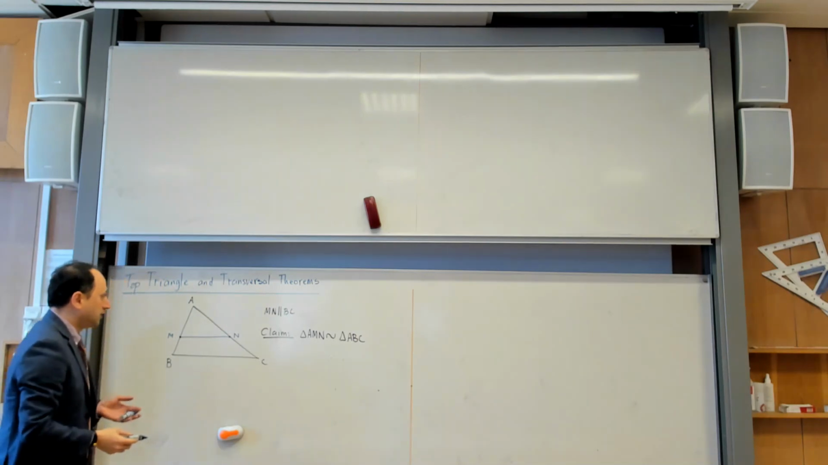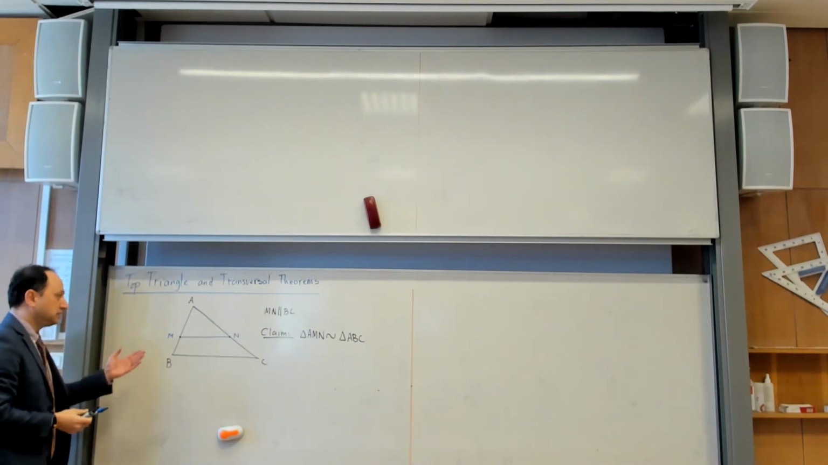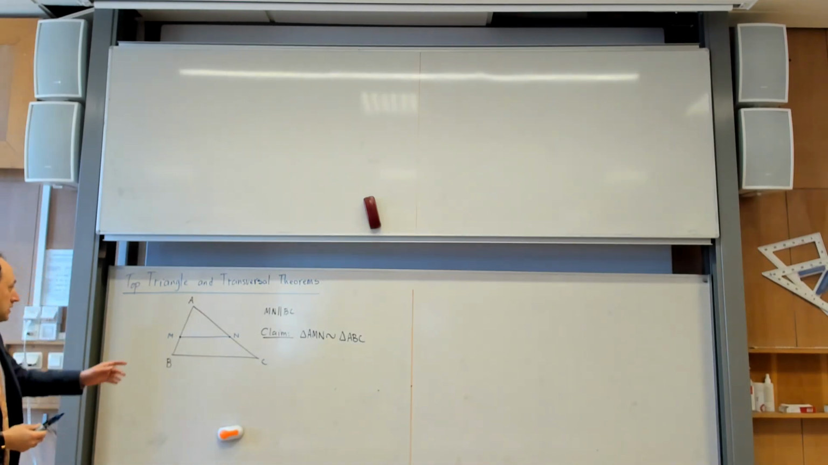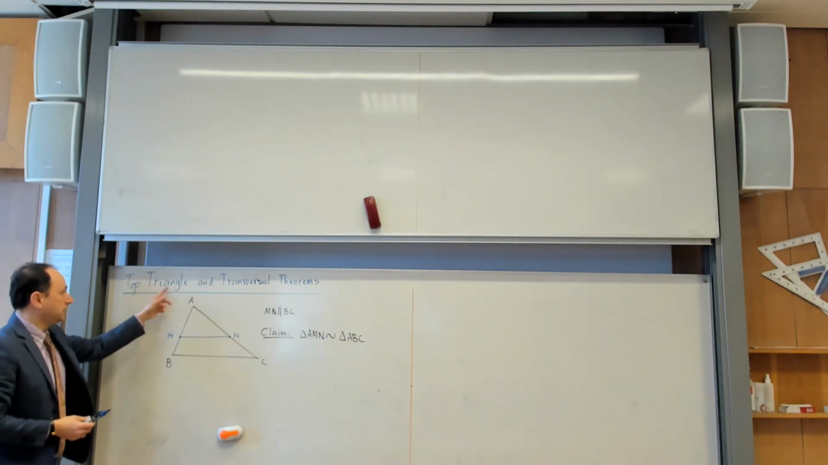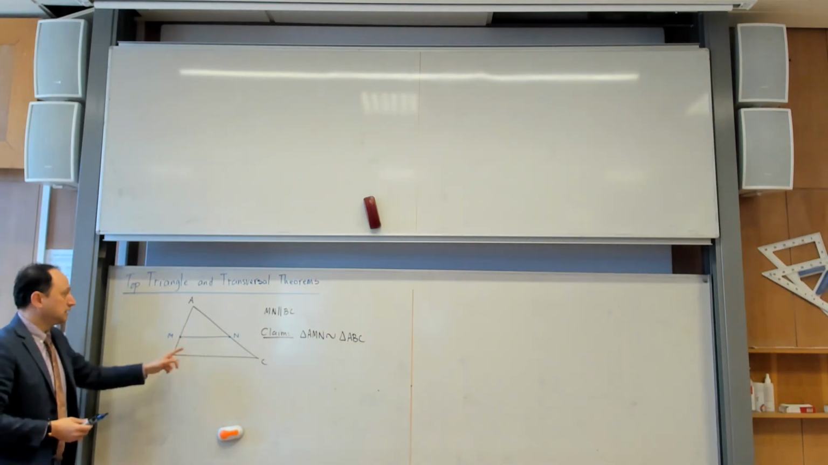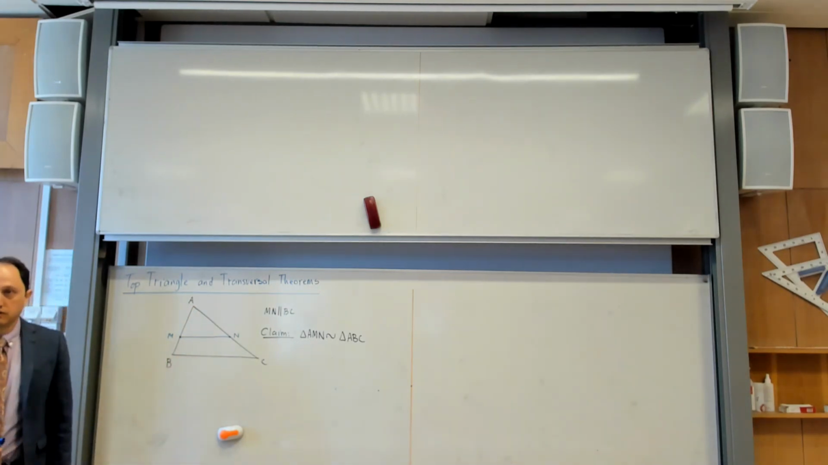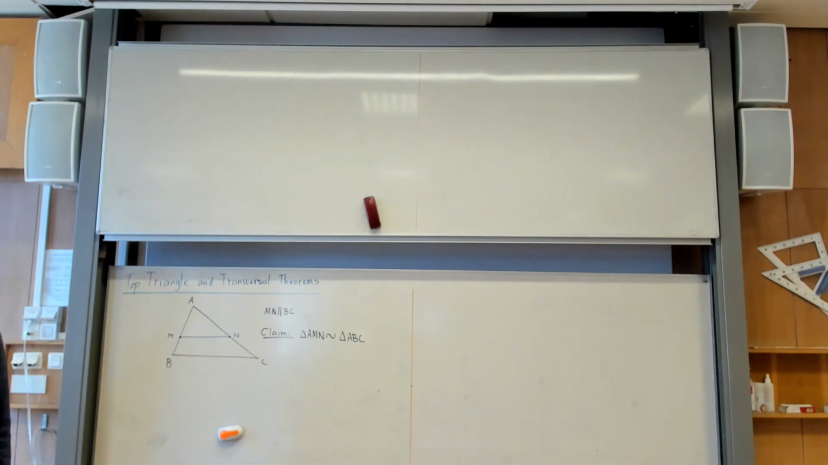But of course, for any claim, you should be able to argue why this is true. But this is very, very simple, I think, in this case. Can anyone tell me why this top triangle, that's why this name, the top triangle is similar to the original triangle? So why is that the case? Yes, Rasmus?